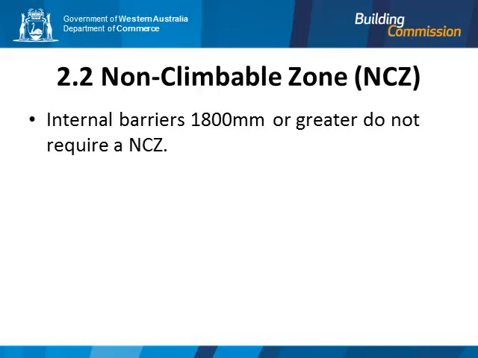Under the 1993 edition, an internal fence could be climbable if it was either 2.4 metres high or 1.8 metres high with a 450 millimetre crank on top. Under the 2012 edition, a climbable barrier is permitted if it is at least 1.8 metres high. This means that the non-climbable zones do not apply to a barrier exceeding 1.8 metres in height. Examples of this type of barrier include chain link fencing and lattice.